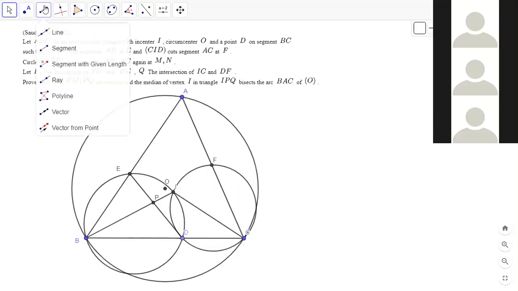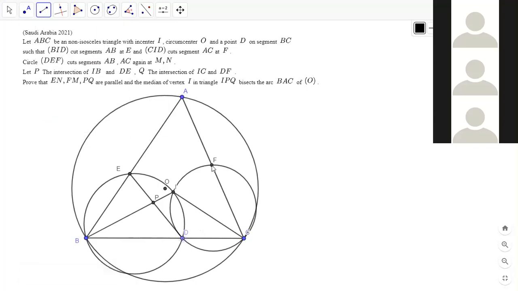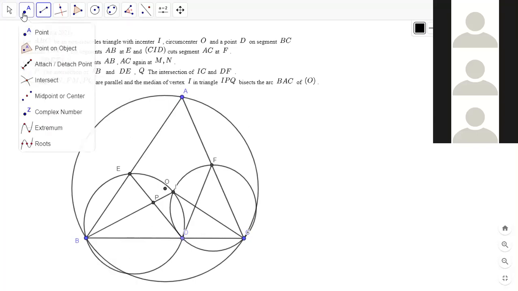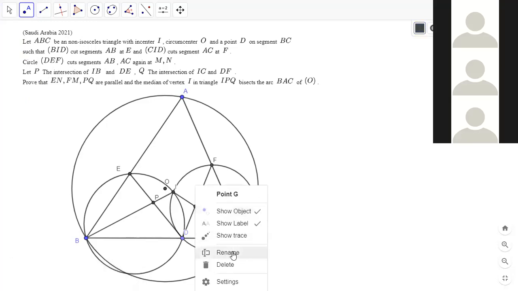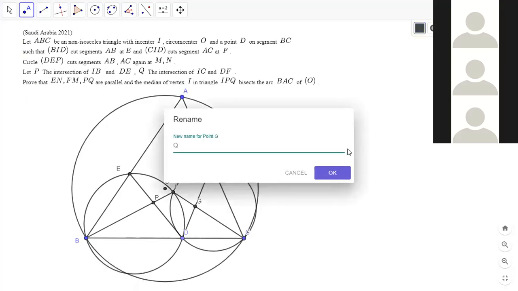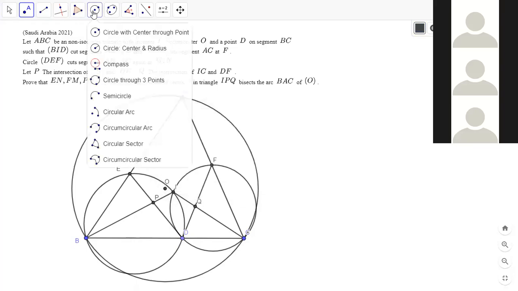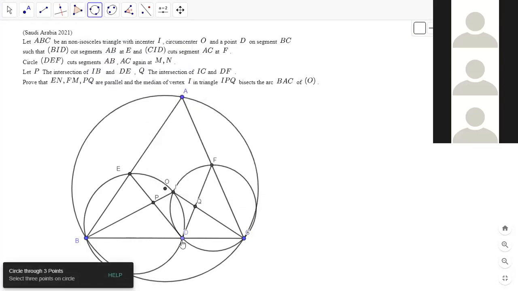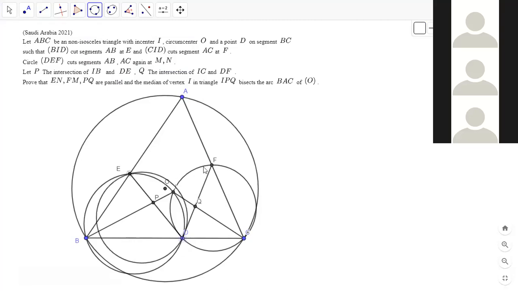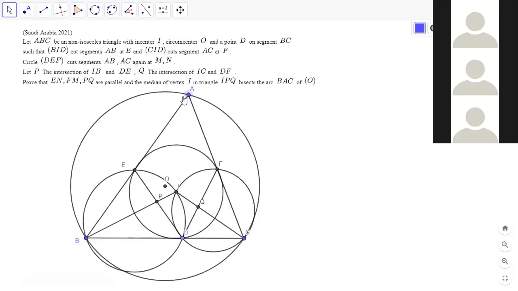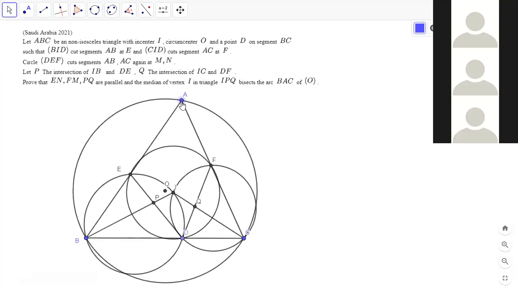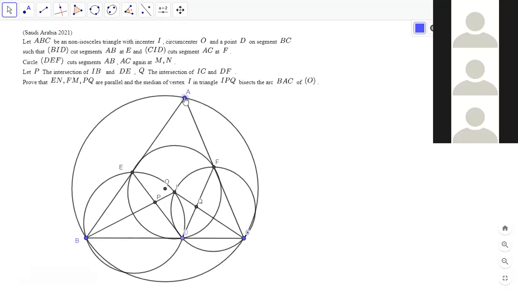Okay, so eventually, that's P. This is Q. And then there we go. So M and N, I think I could draw. Okay, I think they're always going to be on different sides of E and F, right?